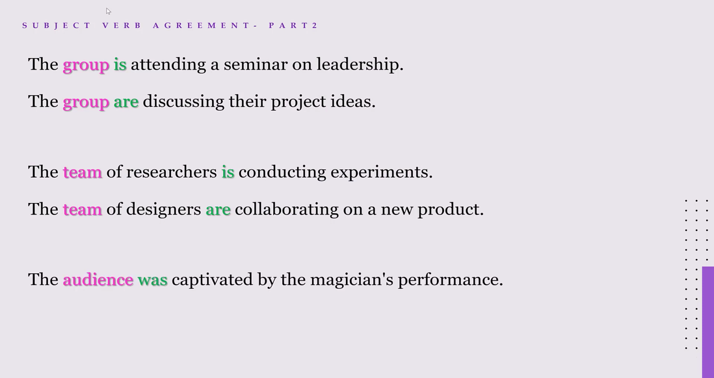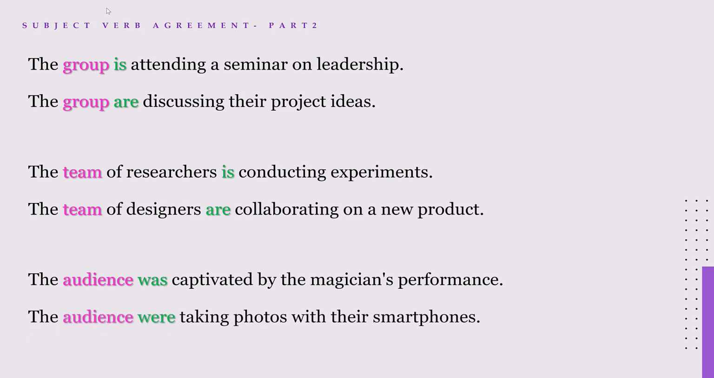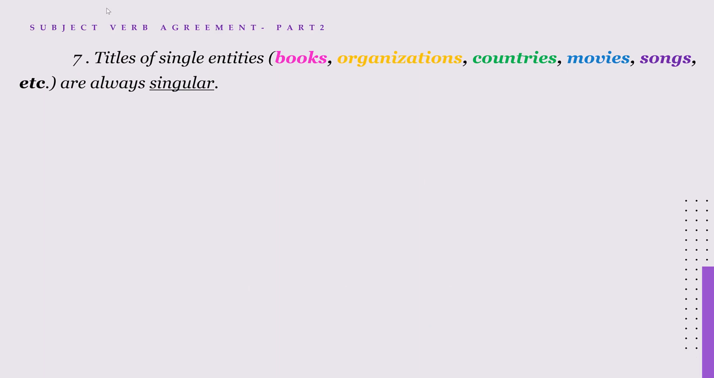The audience was captivated by the magician's performance. Here, audience refers to a single group of people. The audience were taking photos with their smartphones. In this example, audience refers to separate groups of people. In the next rule, you will learn that the titles of single entities are always singular.